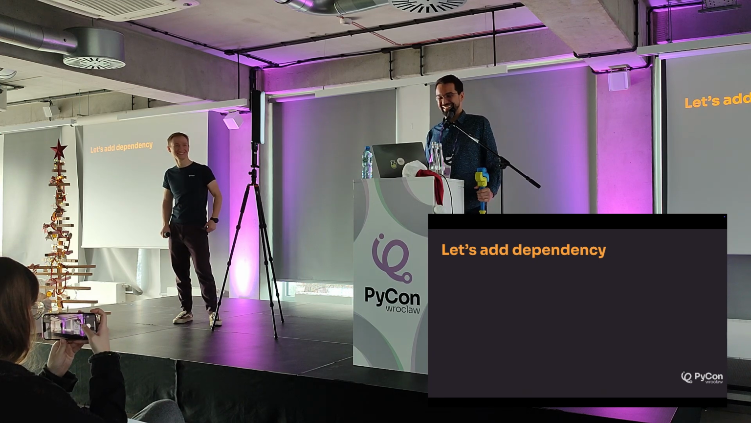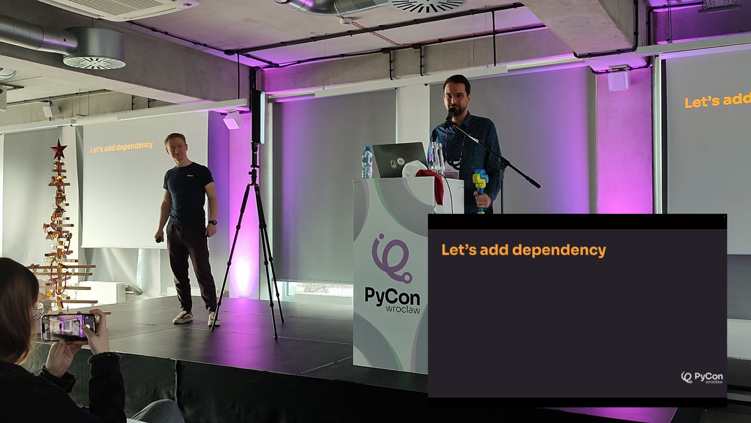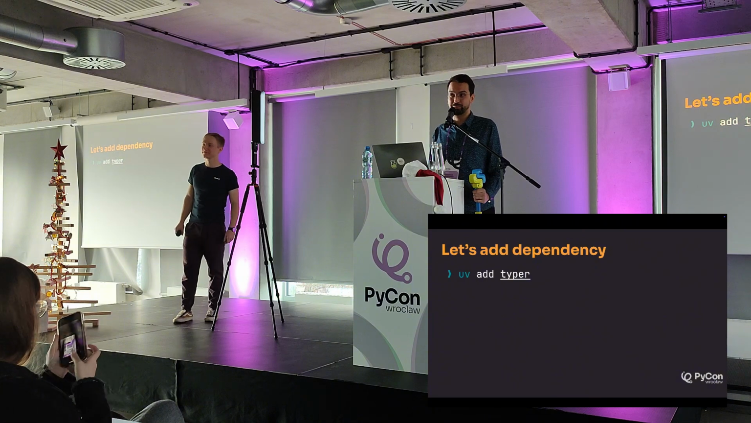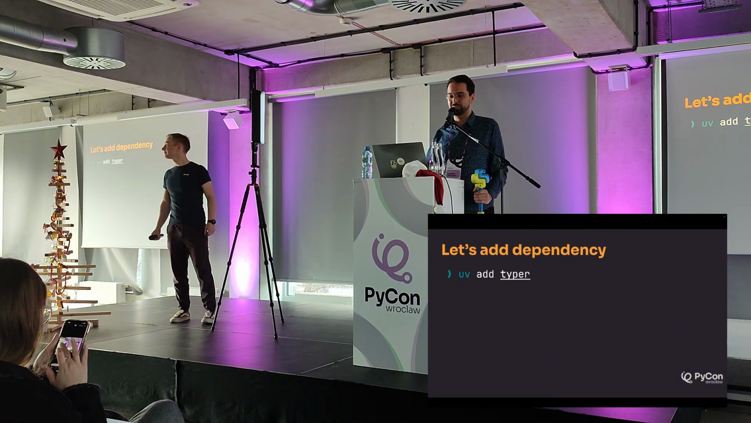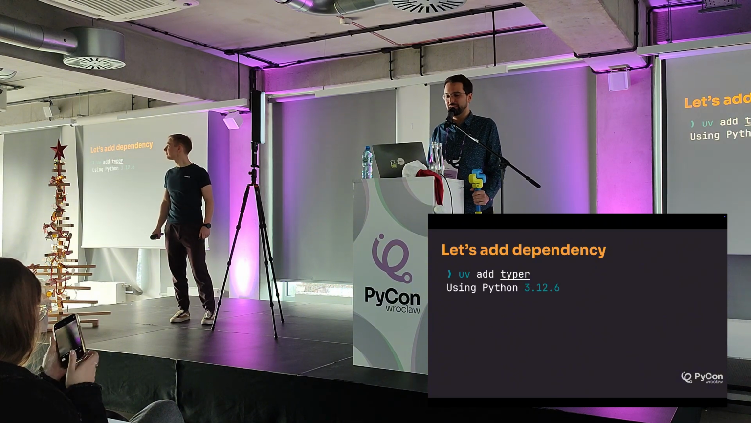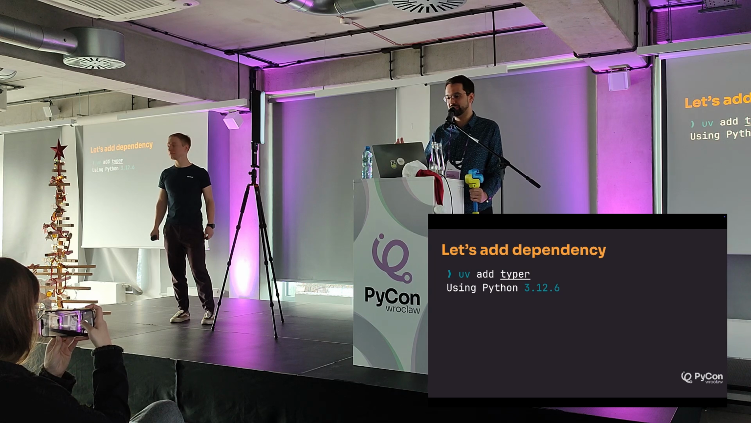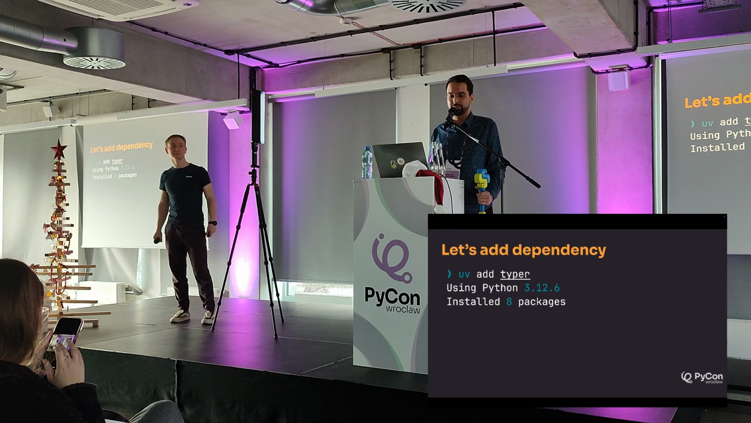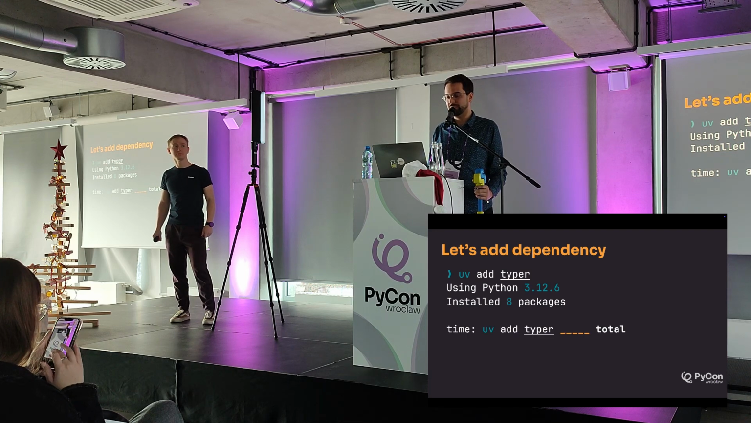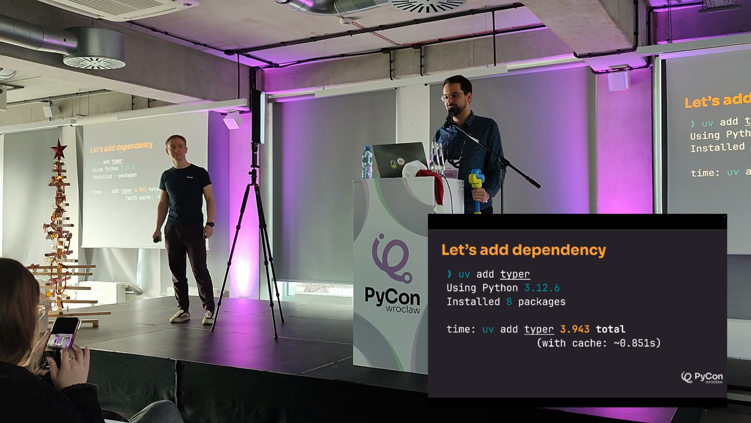Let's continue. Let's add our dependencies. We talked about Typer already, so let's add Typer to our project. You can do it by running uv add typer. What it does is it will add the dependency to your pyproject.toml. It will create a lock file to make sure that the dependency tree can be resolved reliably in the future. And yeah, in this case, it just installed 8 packages. It took 4 seconds for the entire Typer package, which is really quick.